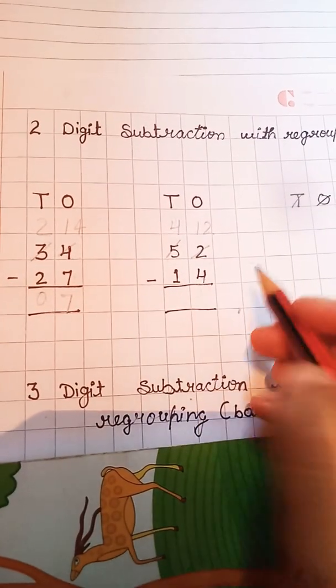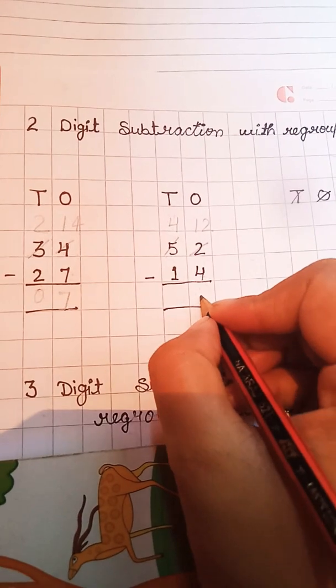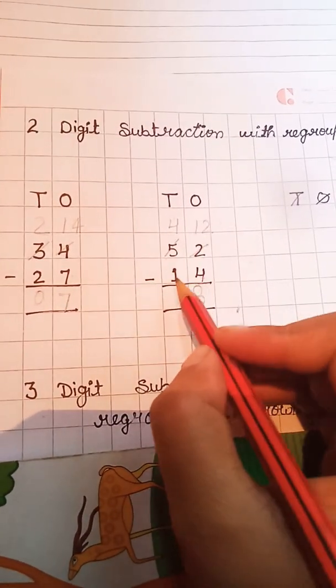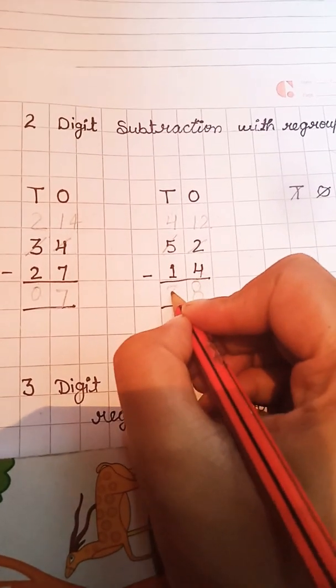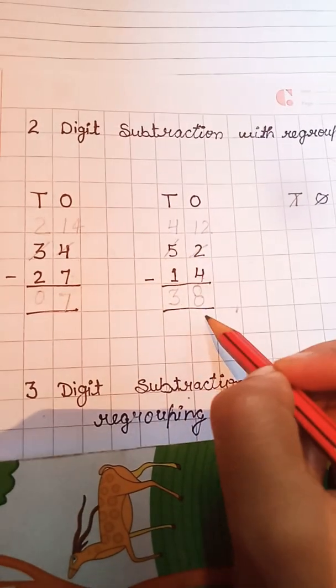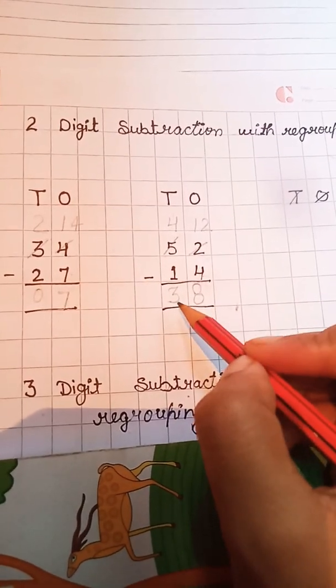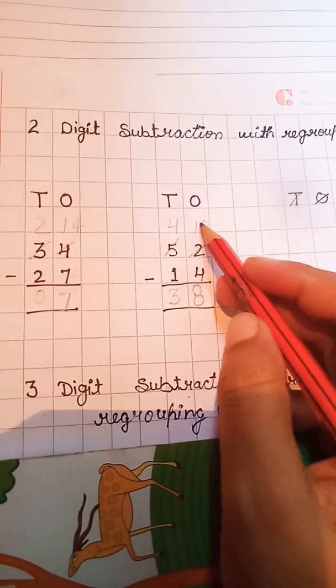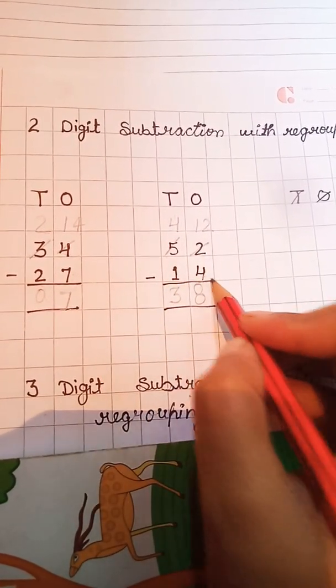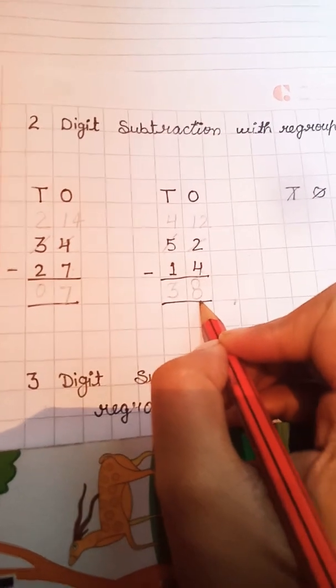12 minus 4 is equal to 8. And 4 minus 1 is equal to 3. So, the number is 3 tens, 8 ones, 38. 52 minus 14 is equal to 38.